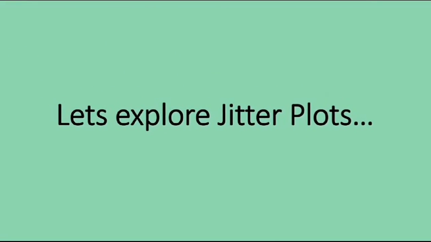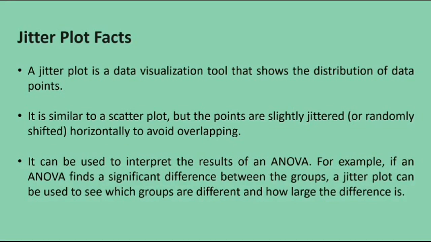Let's explore jitter plots. A jitter plot is a data visualization tool that shows the distribution of data points. It is similar to a scatter plot, but the points are slightly jittered or randomly shifted horizontally to avoid overlapping. It can be used to interpret the results of an ANOVA. For example, if an ANOVA finds a significant difference between the groups, a jitter plot can be used to see which groups are different and how large the difference is.